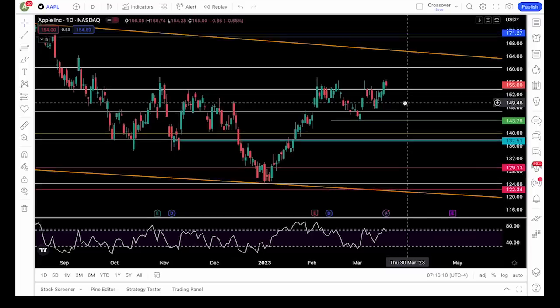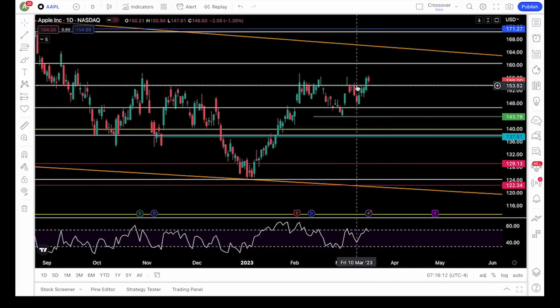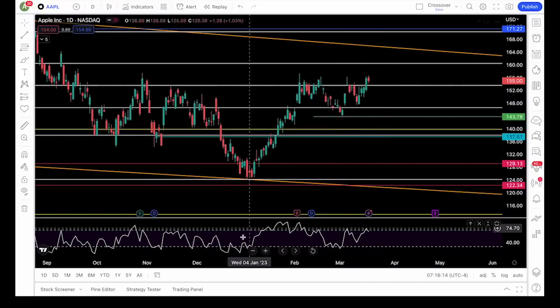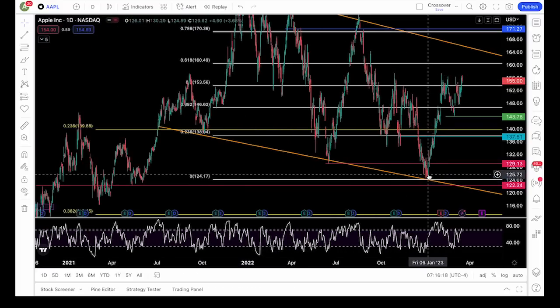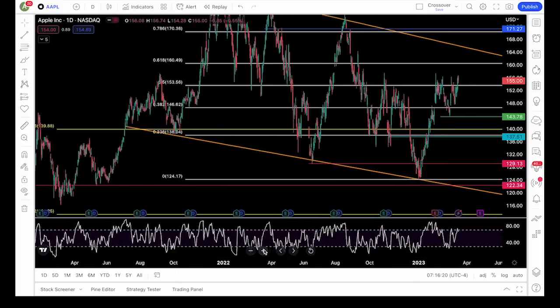Apple, you know, we watched that 153.5 level for quite some time. That is the 50% fib level from all-time high down to the January 2023 low.